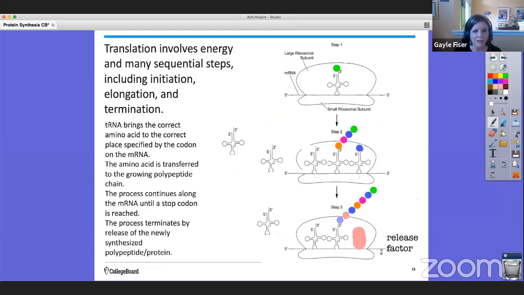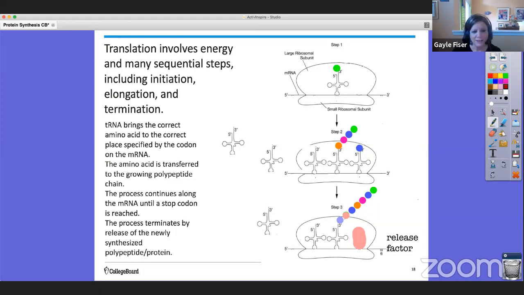All right, translation involves energy and many sequential steps, including initiation, elongation, and termination. Transfer RNA brings the correct amino acid to the correct place specified by the codon on the messenger RNA.